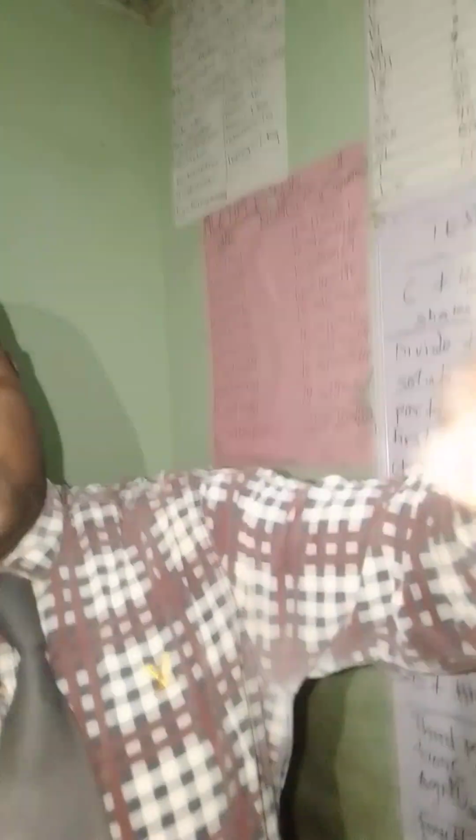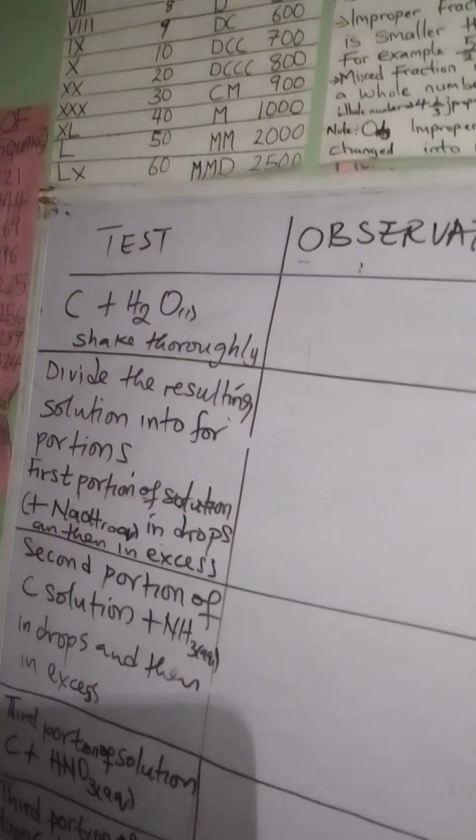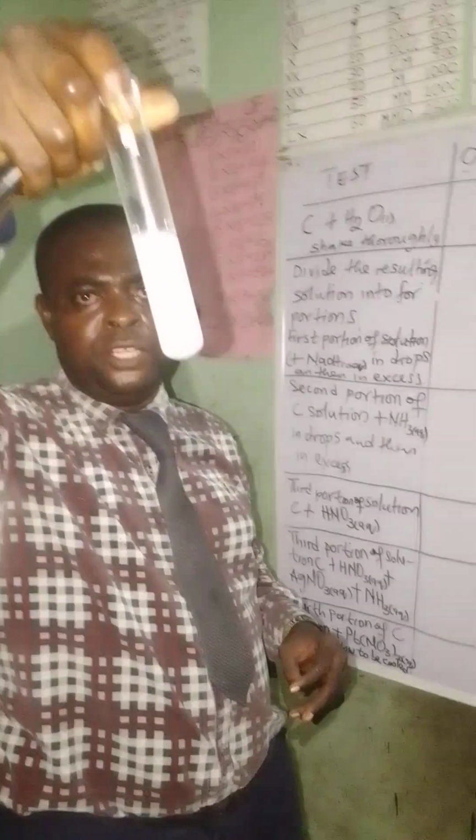The essence of adding this water is to know whether the salt is a soluble salt, whether it can dissolve in the water or not. As you can see, the salt dissolves totally in water. You will not see any particle from it, so it's a soluble salt. When you have this, you shake it. They say shake thoroughly, so we are shaking thoroughly now. If you look at it very well, the salt has fully dissolved.